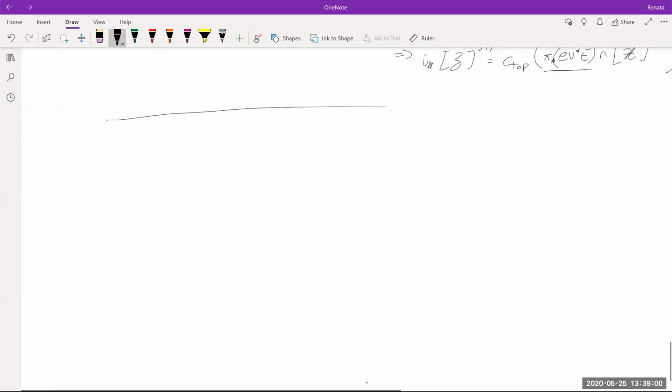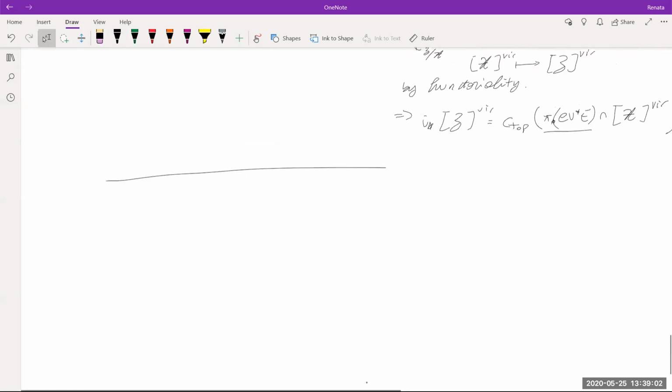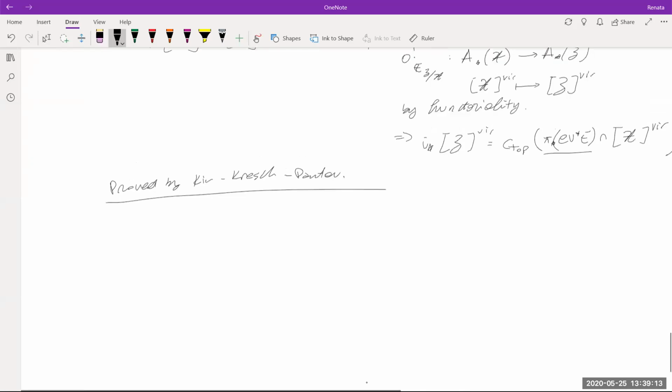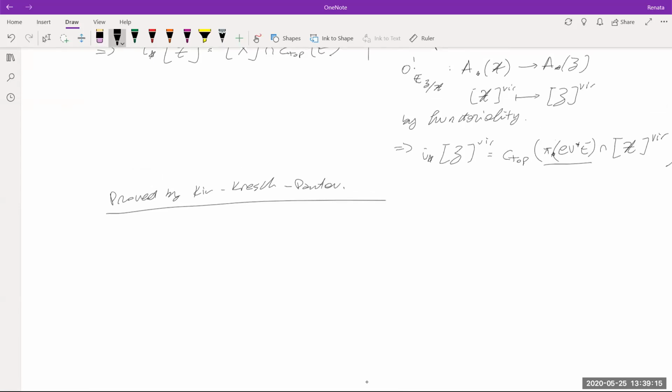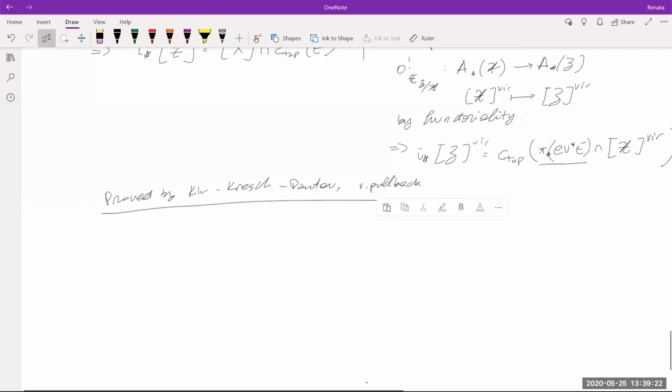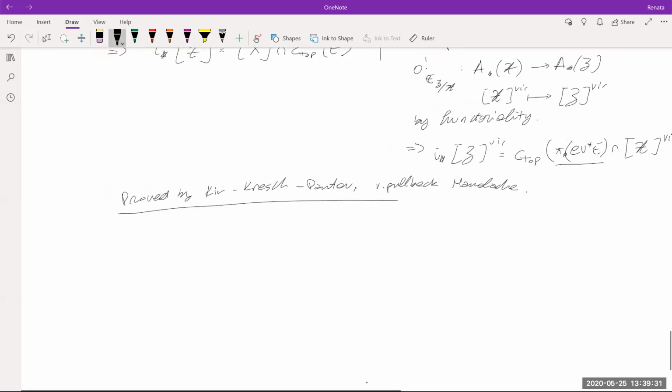Okay, so that's the genus 0 picture, and this is proved by, as I mentioned, Kim, Kresch, and Pandharipande. And the virtual pullback terminology that allows one to view this as just some analog of the Fulton picture is by Cristina Manolache.